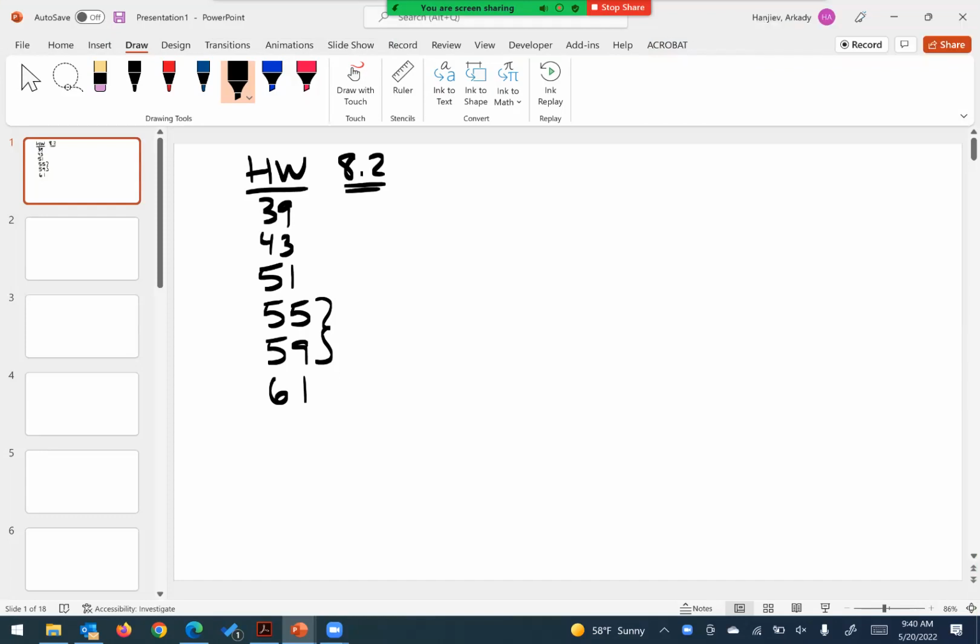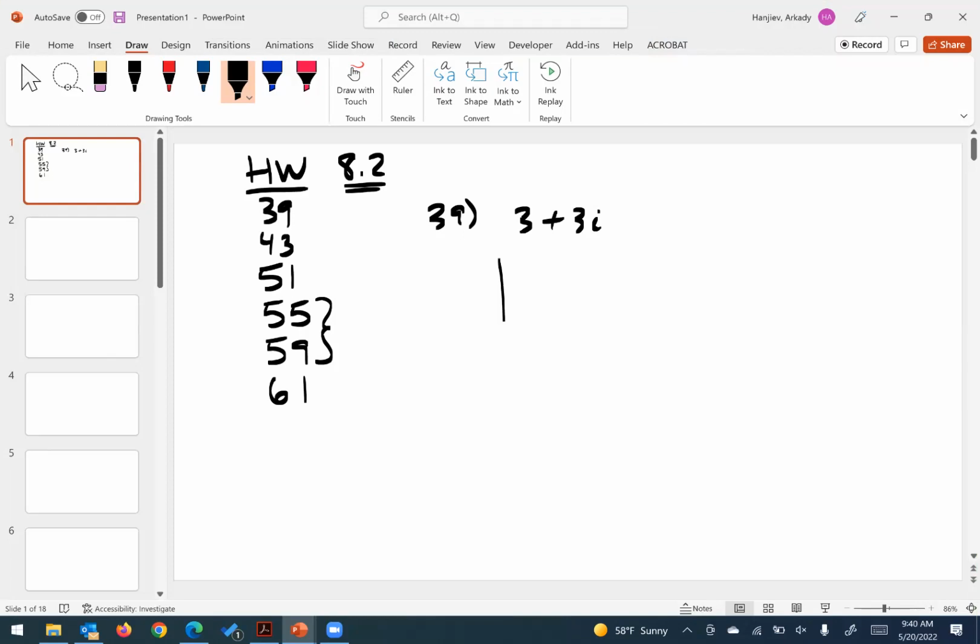This is 8.2 homework questions here. We're at 39. So 3 plus 3i. Write each complex number in trigonometric form. Do it in degrees, and then also do it in radians. In each case, begin by sketching the graph to help find the theta.